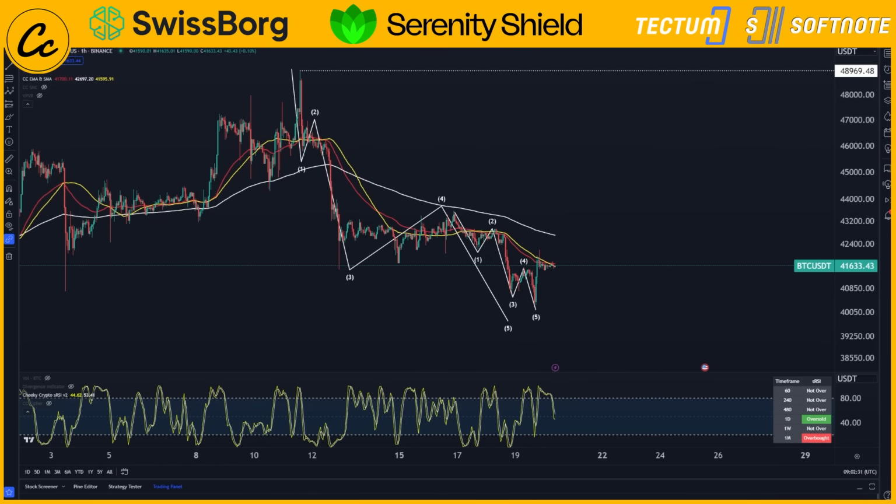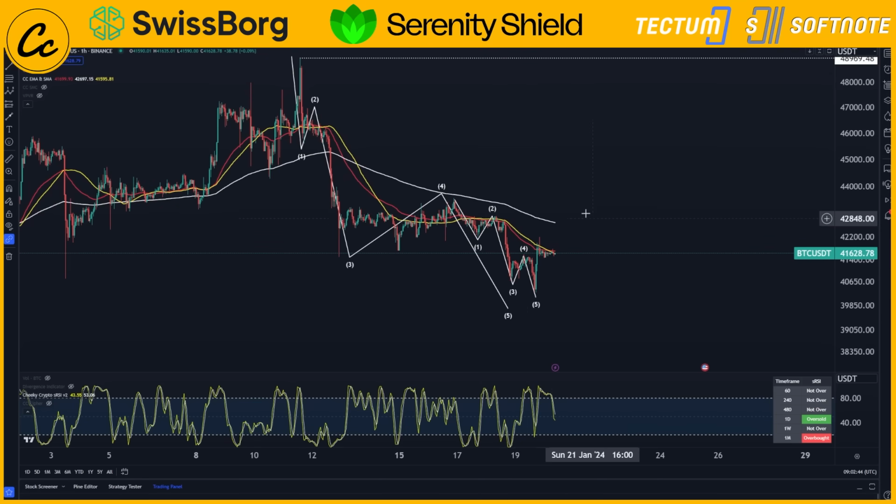Now, this isn't going to be a straight line move. We're not going to go straight all the way up there. But I would be expecting us to push up towards $45,000 to $46,000. In order to do this, we are going to have to rally up higher than the 50 EMA, the 50 SMA, and the 200 EMA, and the 200 EMA, guys, is coming in at $42,697. That's the white line that's coming through here.